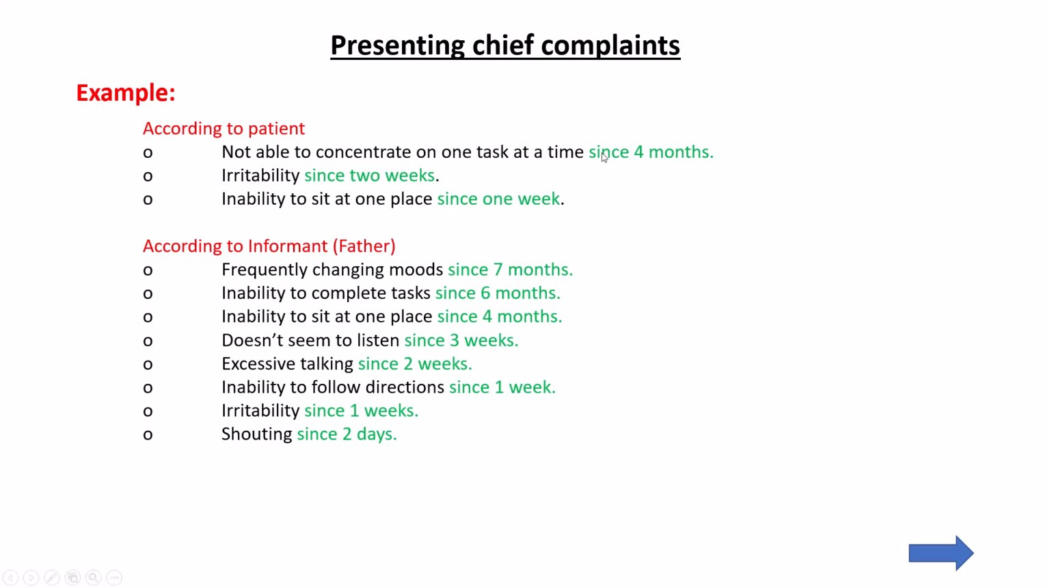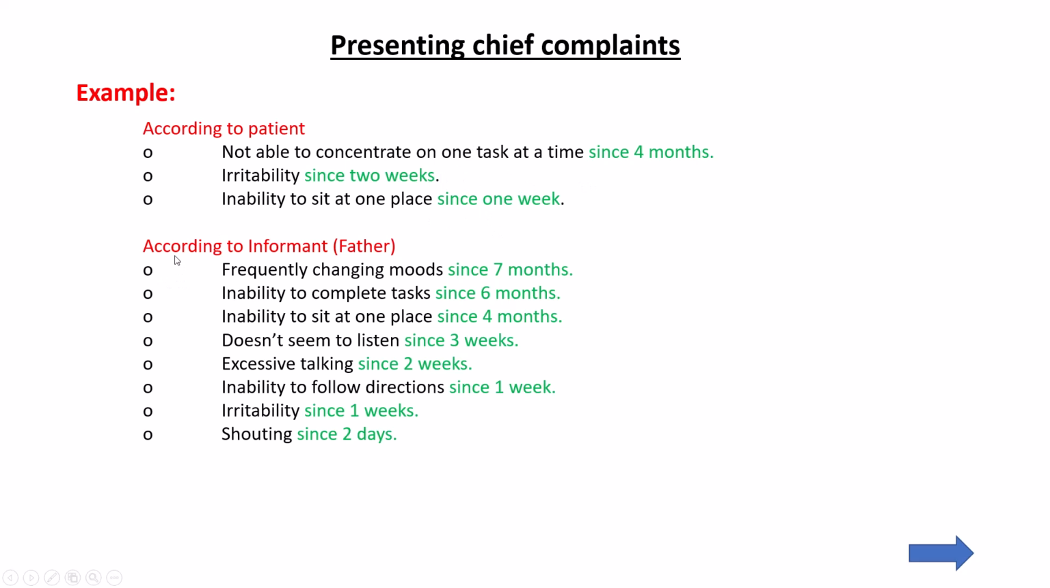So here, first what is written is the problem since 4 months. After that, 2 weeks irritability. After that, 1 week inability to sit at one place. So this is the order. This is what we call chronological order.